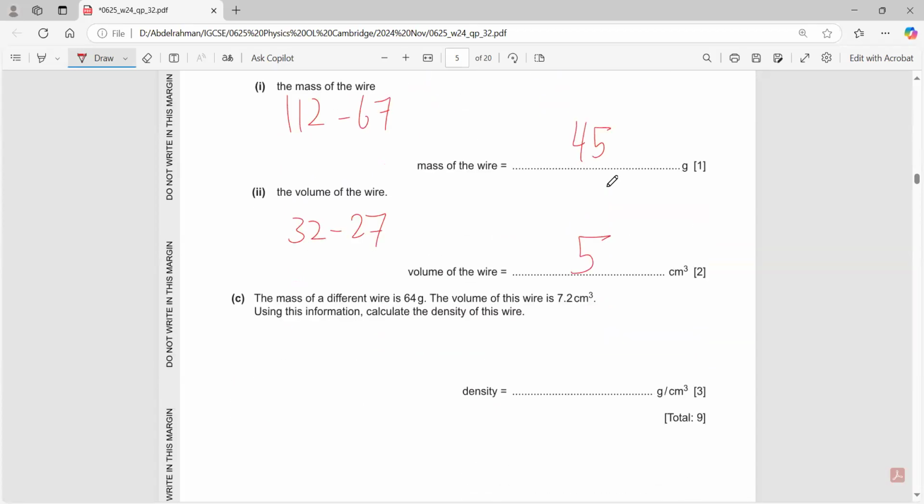Can I find the density? Yes, I definitely can. Density equals mass over volume. The mass is 45 and the volume is 5. So this would give you a density of 9 grams per centimeter cubed.